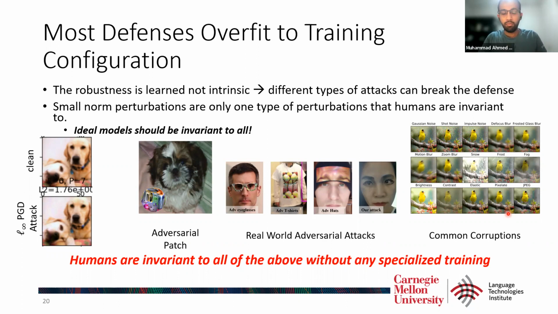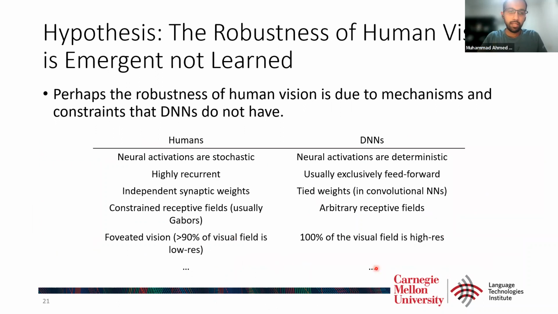In contrast, humans are invariant to all of these types of perturbations or corruptions without any specialized training on either of them. We have probably never seen such images with this type of patch added to them, but still this patch is not fooling us in any way. So that leads us to the hypothesis that perhaps the robustness of human vision is emergent and not learned. We have not learned specifically to be robust to certain types of perturbation, but rather how our visual system is organized or constructed endows us with this type of robustness.